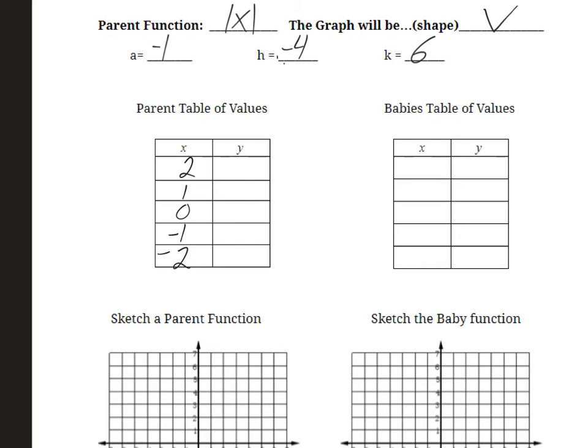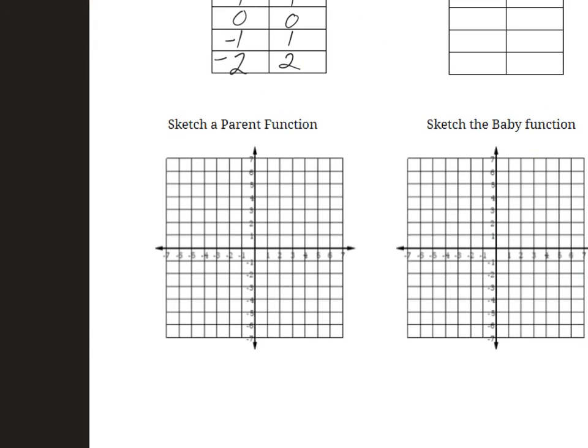For my y's, again, 2, 1, 0, 1, 2. It's just absolute value of both. So we're going over to -2, up to 2, over -1, up 1, 0, 0, 1, 1, 2, 2. So we are getting something that looks like that. Perfect.